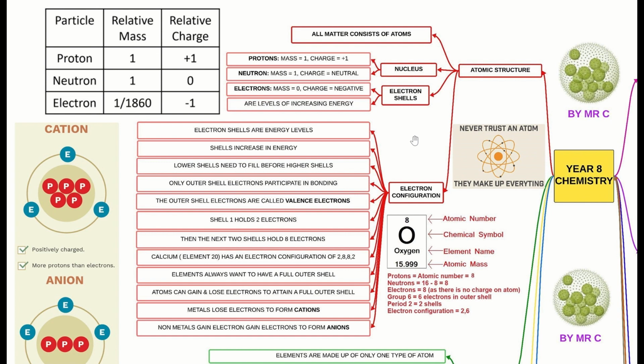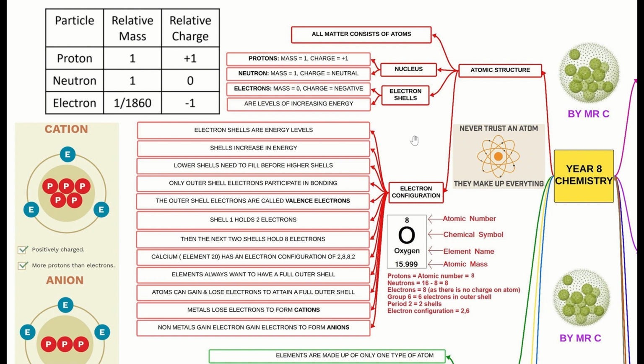The first shell holds 2 electrons, the second shell holds 8 electrons, the third shell holds 8 electrons, and so on. And as they get larger or higher up in energy levels, they hold more electrons. Right? For instance, calcium, which is element number 20, has an electron configuration of 2, 8, 8, 2.